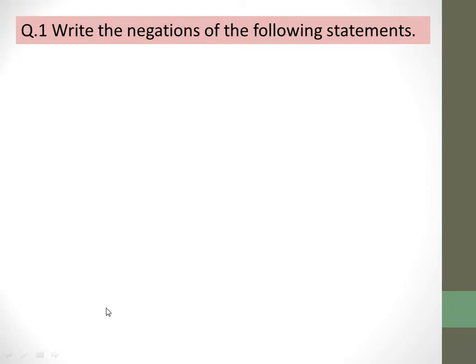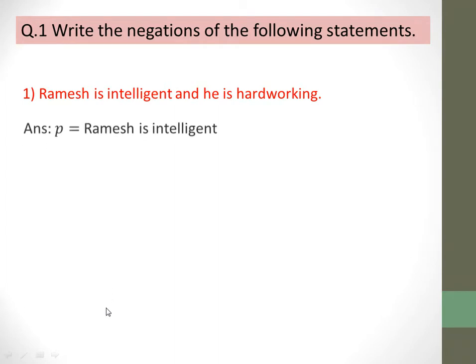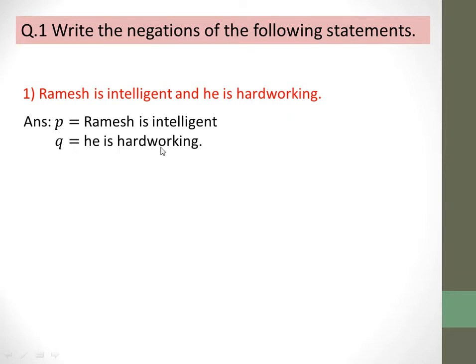These examples are question-wise as per the question paper format. So the first question, question number 1: write the negations of the following statements. First one, Ramesh is intelligent and he is hardworking. The statement is given to you and we have to write the negation of that. In the answer, first of all we consider the statement P as Ramesh is intelligent, then Q as he is hardworking.